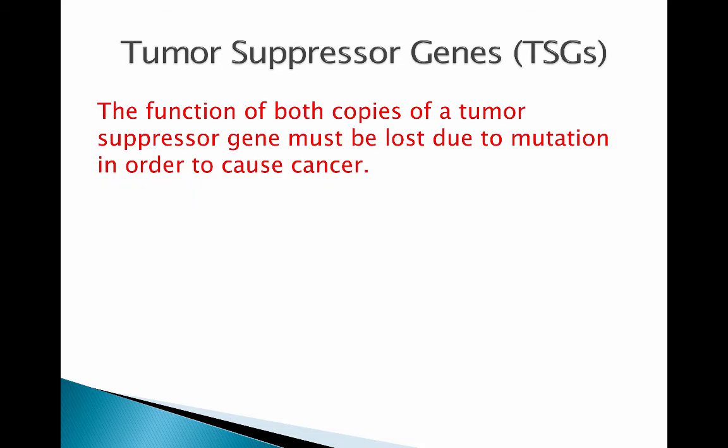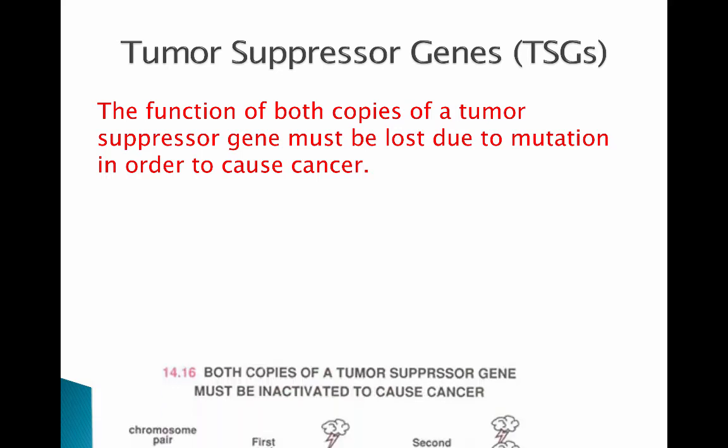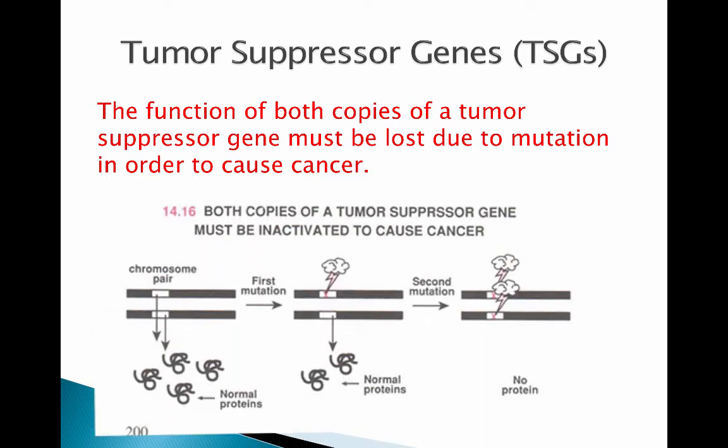Okay, so tumor suppressor genes. The function of both copies of a tumor suppressor gene must be lost due to mutation in order to cause cancer. All right? If you've got one good copy, usually, there's an exception, but usually if you've got one good copy, you're fine. So typically both copies have to be inactivated in order to cause cancer. A tumor suppressor gene is basically preventing this unregulated cell growth, but if you lose the function of a tumor suppressor gene, that check is lost, and therefore you may end up developing cancer.